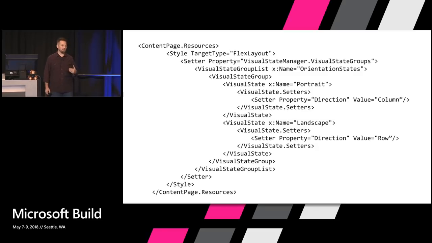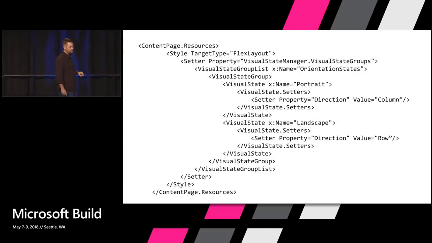In this case, because I'm using a flex layout, I don't have to do too much. All I really have to do is tell it to use a different direction. So that's actually a lot of XAML for just one property change, but it illustrates in a very simple way how you do these things using a visual state manager.